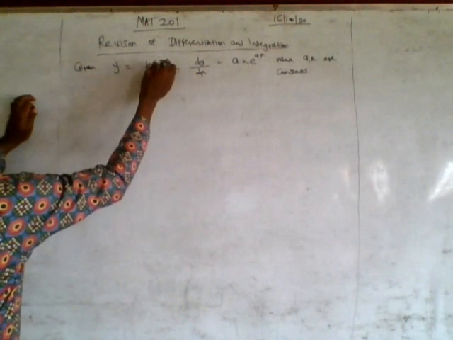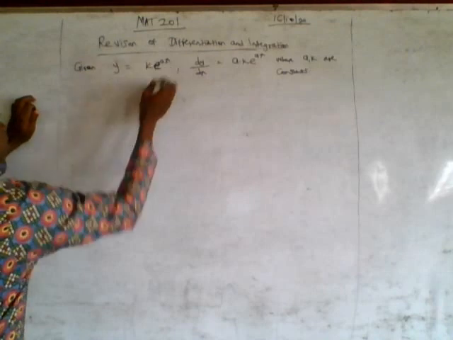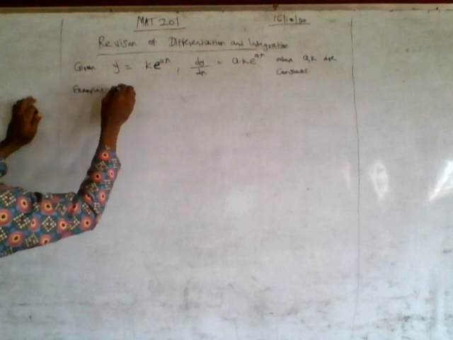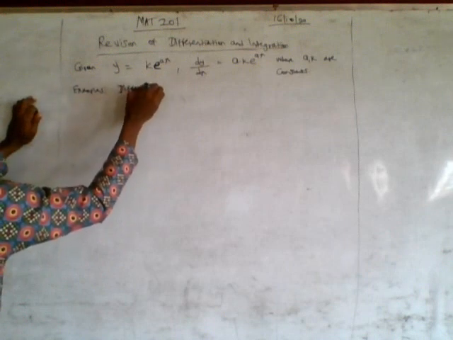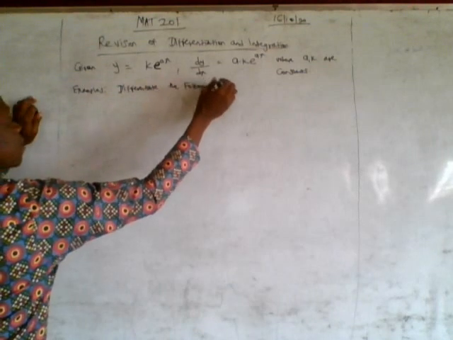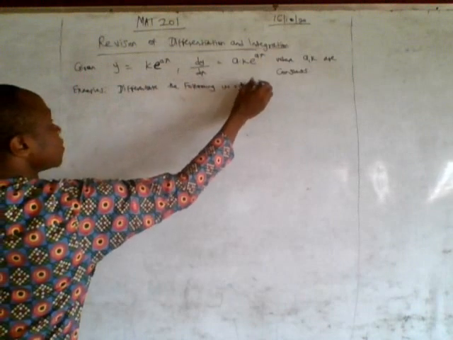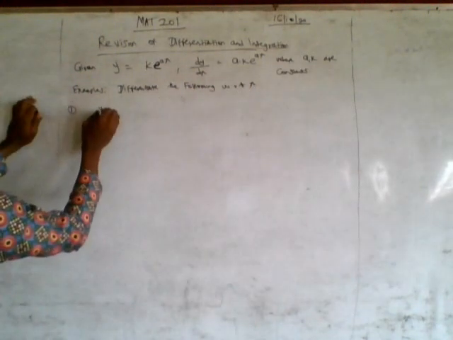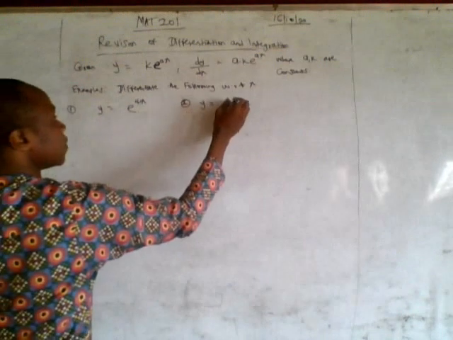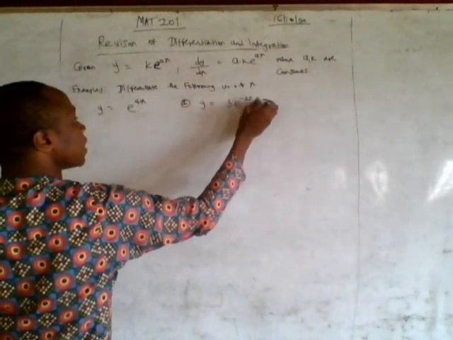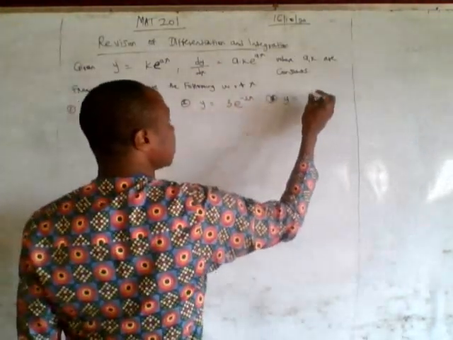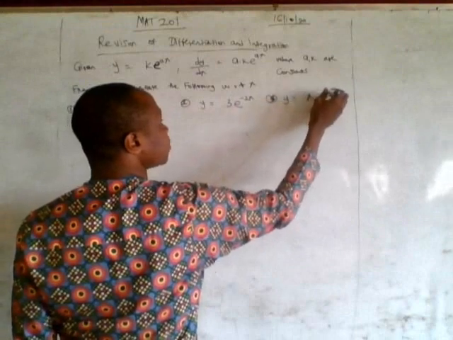Let's take a complete example. Following this, with x, y is exponential 2x, y is exponential minus 2x, y is exponential 3x.